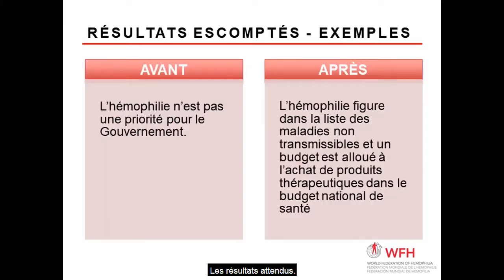So, expected results. I'm just giving you an example here. Before you entered into this grant program, hemophilia was not a priority for your government. After you entered into this grant program, hemophilia was actually included in the list of non-communicable diseases, and funding was allocated for purchase of treatment products in the national healthcare budget. Wow, that is an awesome result and an example. But in your grant, you also want to show the pathway of how you got there. One of the best things we can do is to help each other at NMOs. For example, if this was your result afterwards, you would want to share that with WFH and other NMOs to help them know how you got to that goal and that accomplishment.